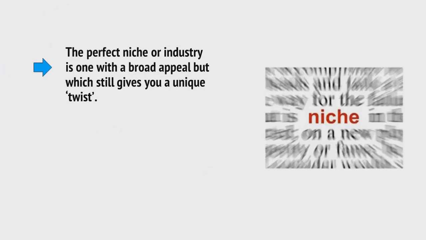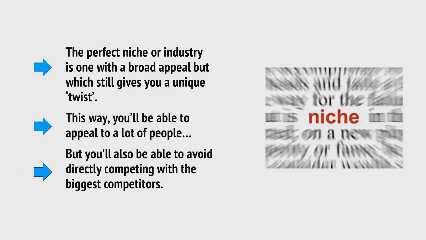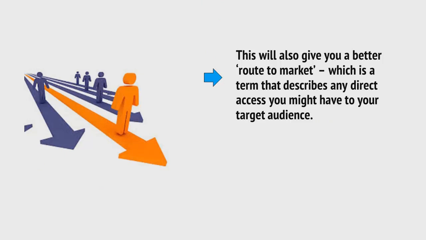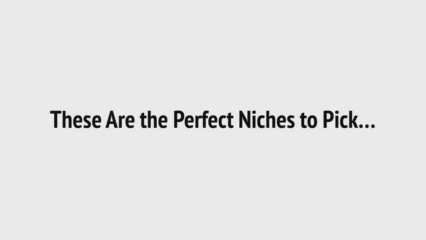The perfect niche or industry is one with a broad appeal, but which still gives you a unique twist. This way, you'll be able to appeal to a lot of people, but you'll also be able to avoid directly competing with the biggest competitors. This will also give you a better route to market, which is a term that describes any direct access you might have to your target audience. An example of a route to market would be a forum dedicated to the subject matter you're writing about, or an industry magazine. With all this in mind, how do you find the perfect niche for you?